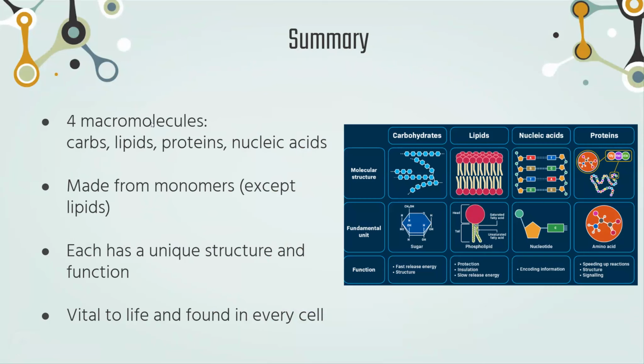And so to summarize, we talked about four macromolecules. They are carbs, lipids, proteins, and nucleic acids. They are made from monomers, which are the essential subcomponents that repeat. Except for lipids, remember they're not true polymers. It's not exactly the same component repeating. They each have a unique structure and function, and they are vital to life and found in every cell.